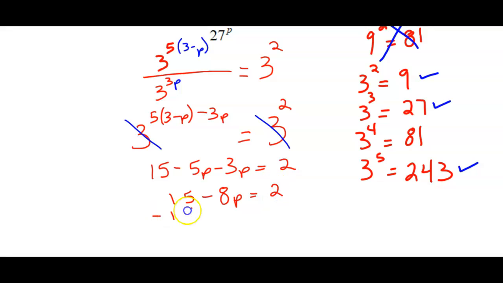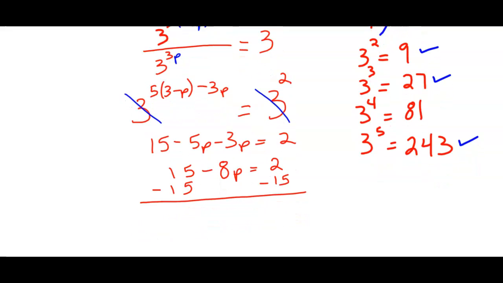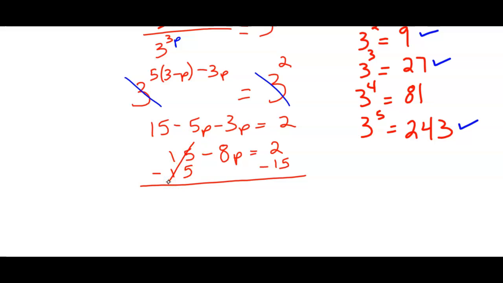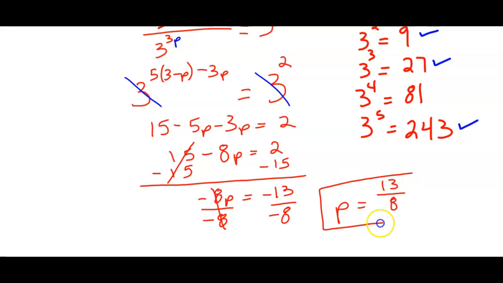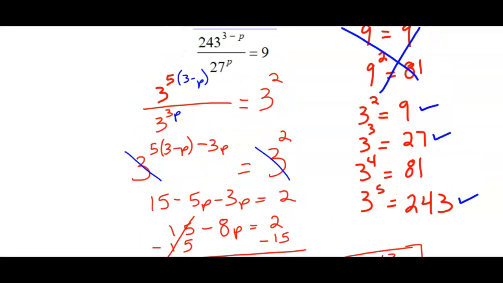I would subtract 15 from both sides. That will cancel. Negative 8p equals negative 13. Divide both sides by negative 8 for those to cancel. So p equals, this is going to go positive because they're both negative, 13/8. And like always, if you want to check your answer, you can just take that 13/8 and you can plug it back in right here and right here.